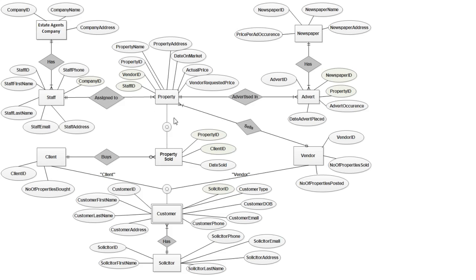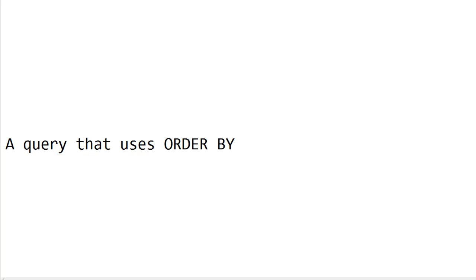Once the property is bought, the property is added to this property sort table, which indicates the details on the selling. Property can be advertised in newspaper, and an estate agent company has several staff members who are assigned to several properties. So I'm going to demonstrate some queries to show the expressiveness of my database system. The first query that I'm going to demonstrate uses order by.